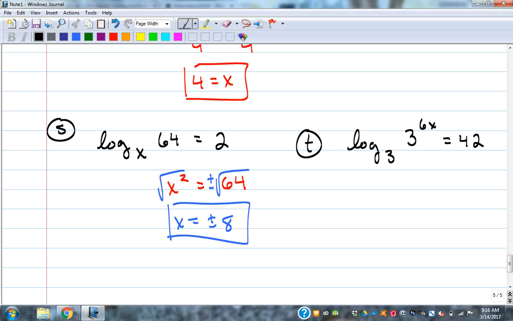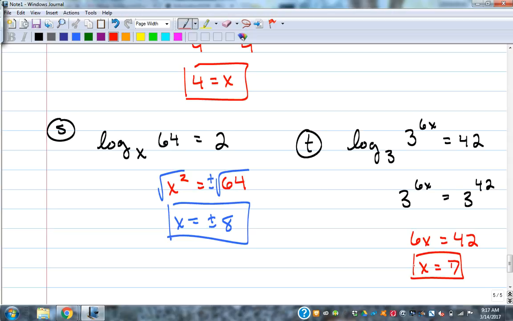All right. So on this one, if we rewrote it as an exponential, we'd end up with 3 to the 42nd equals 3 to the 6x. So x would be 7.